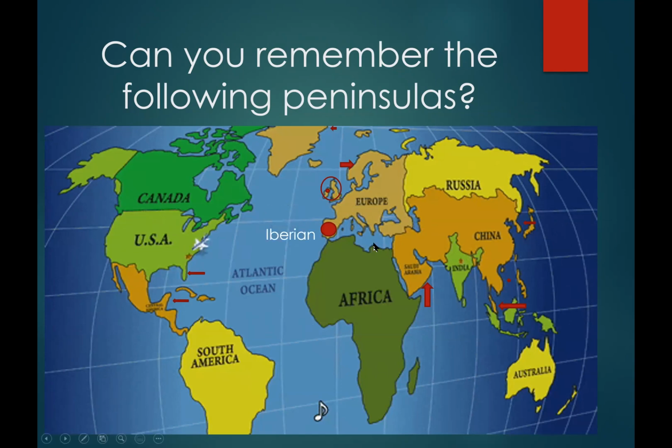That one there is the Iberian Peninsula. That is correct. The Iberian Peninsula, which is the tip of which continent? Europe. Then we have the Scandinavia Peninsula, made up of the countries of Norway and Sweden. This peninsula is also located on what continent? Europe.